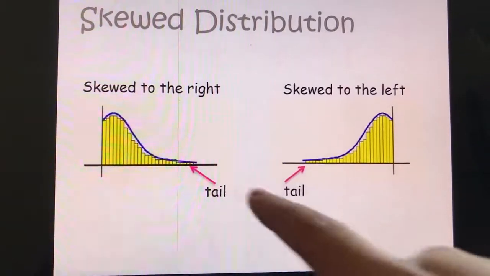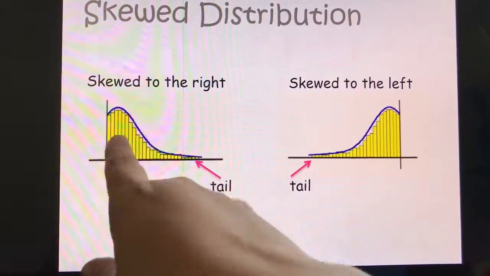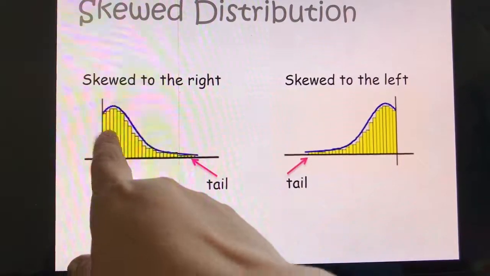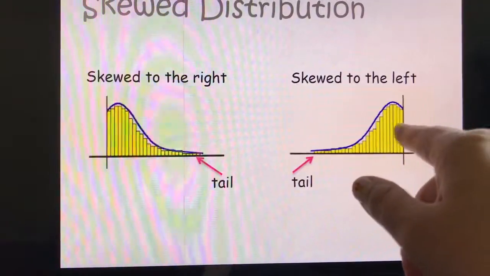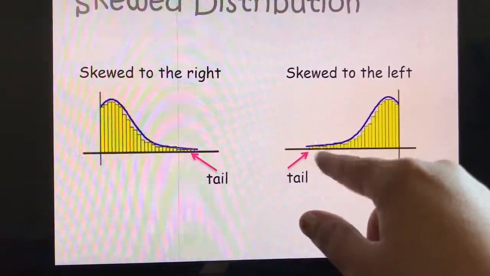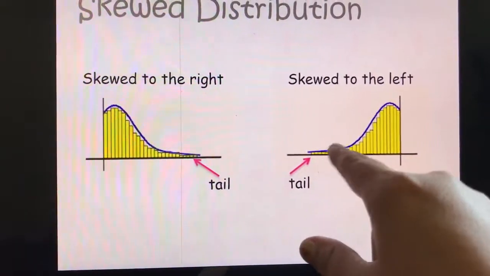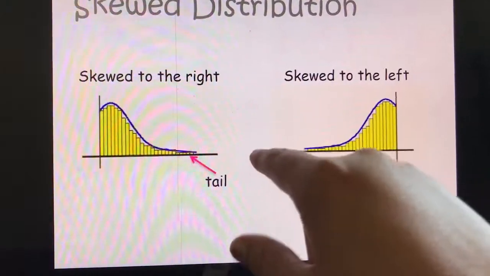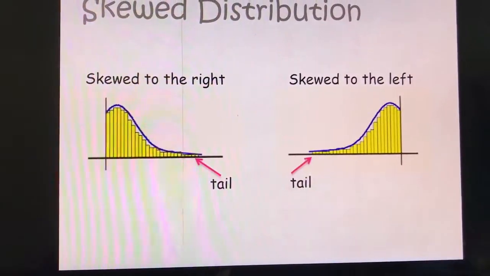Skewed distribution, these always confuse me, so I made these images here. This data is bunched all up to the left, so this is skewed to the right because the tail's to the right. This data is all bunched up to the right, so it's skewed to the left because you've got this little data out here that's making it skewed. So whichever way the tail goes is the direction the data is skewed. So skewed to the right, skewed to the left.